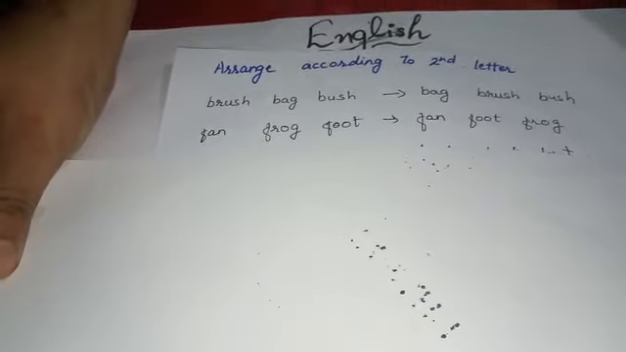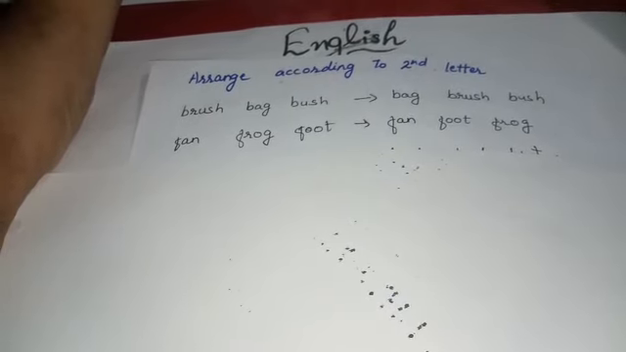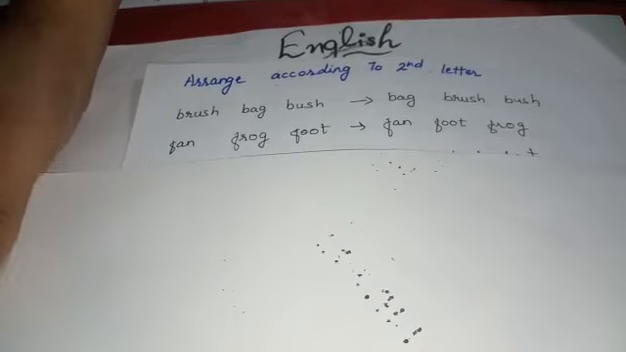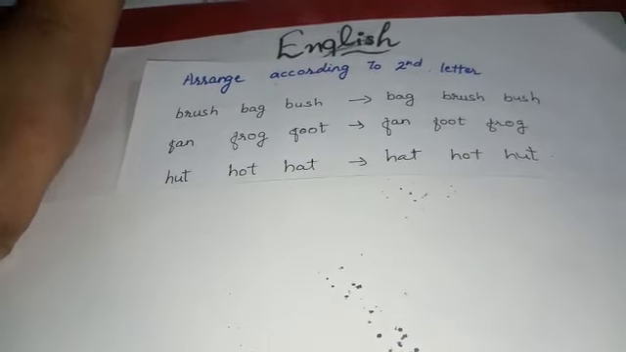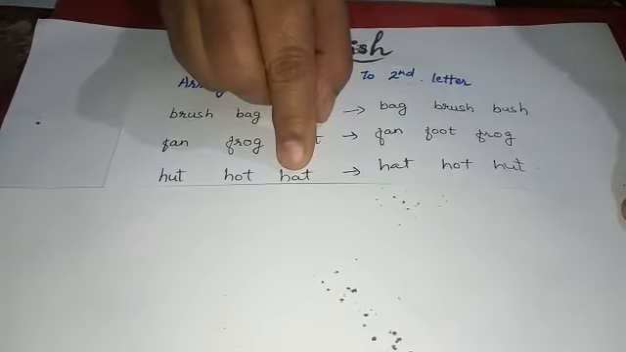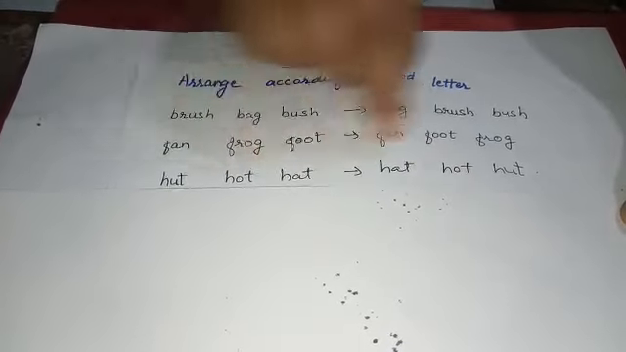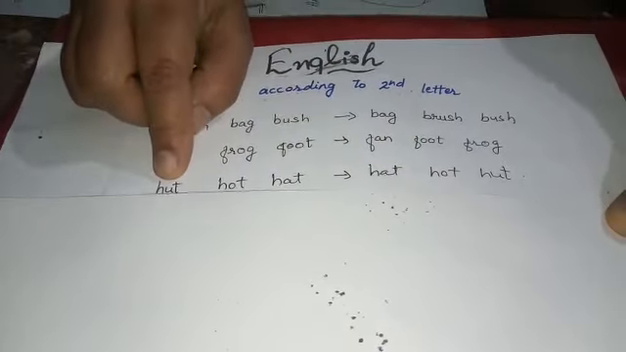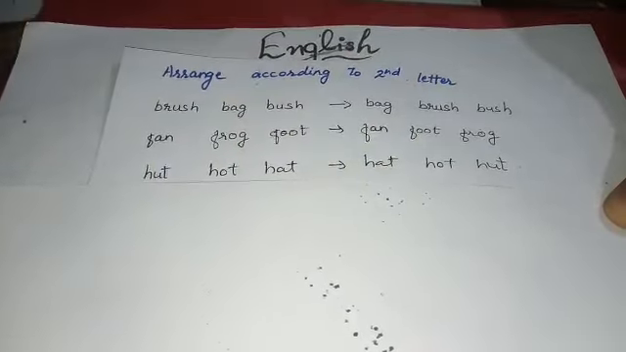Same way, fan, frog, foot. So, fan will come first, foot will come second, and frog will come in the end. Hut, hot, hat. So, hat will come first because it has A at the second place. Then hot, and last one, hut. Why? Because U is the biggest letter here.